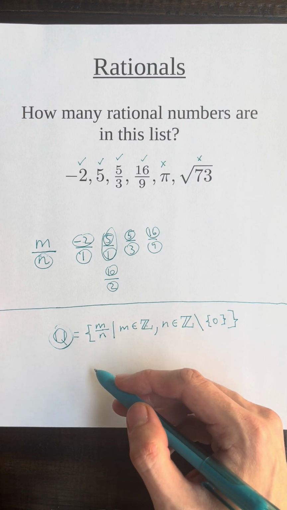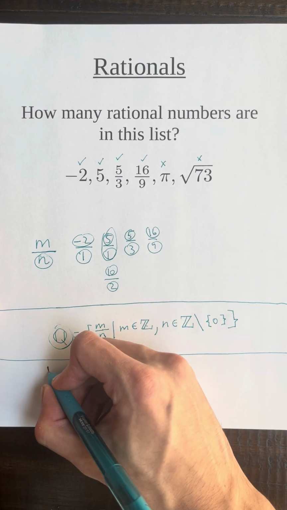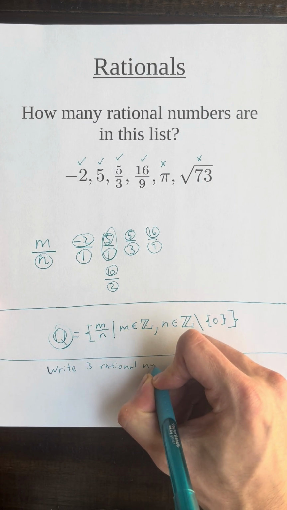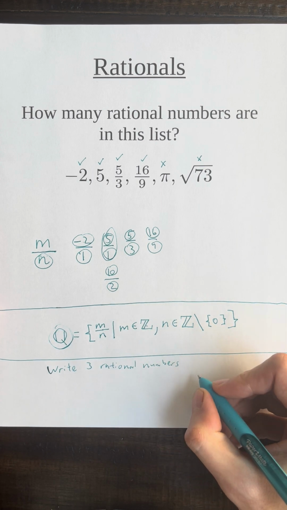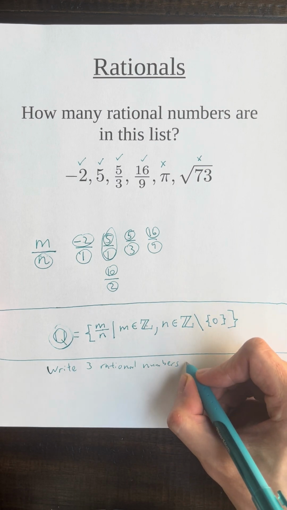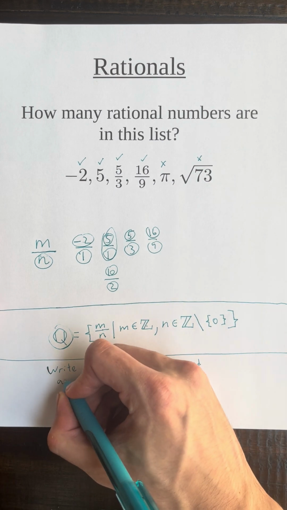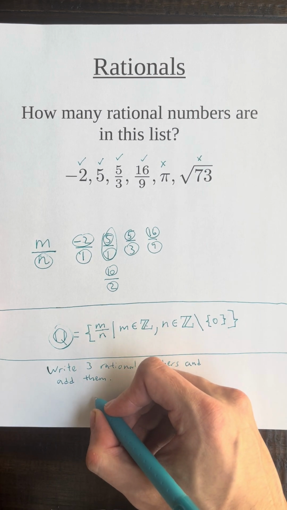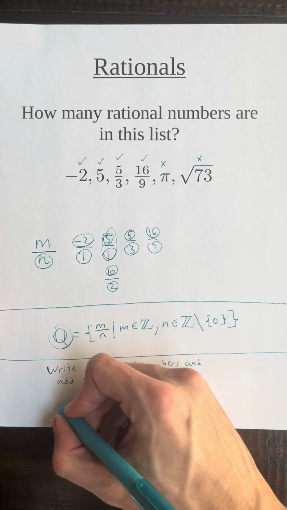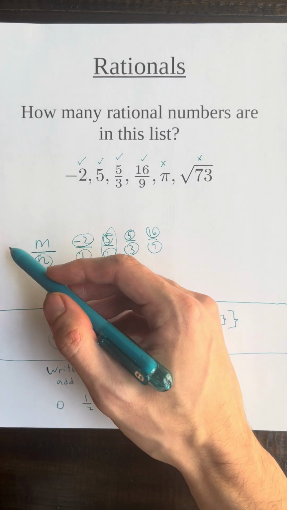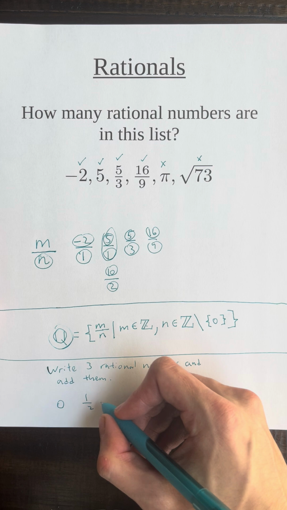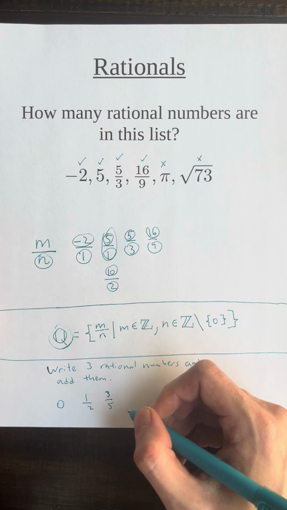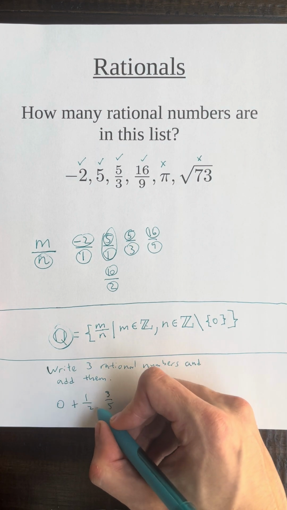Okay, and as a follow-up question, I want you to write 3 rational numbers and add them. I'll do it with you here. So I will say 1/2 is rational. 0 is also rational, because I can say it's 0 divided by 1. And then I'll say 3/5 as well. Okay, and we have to add them.